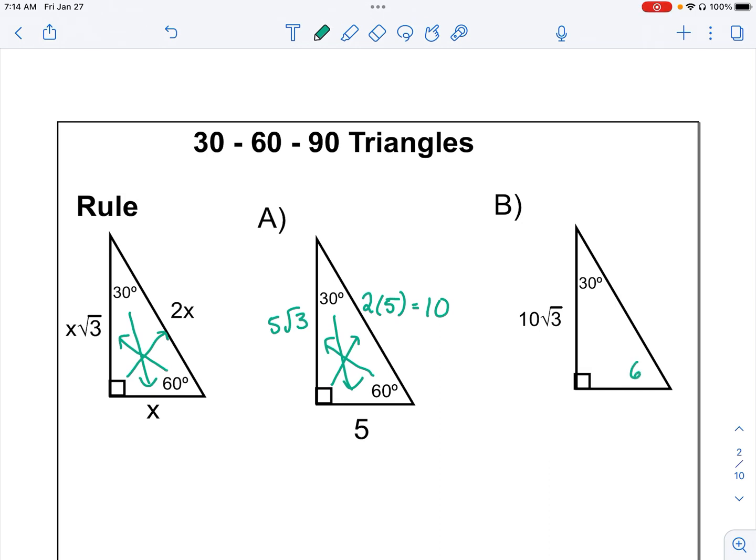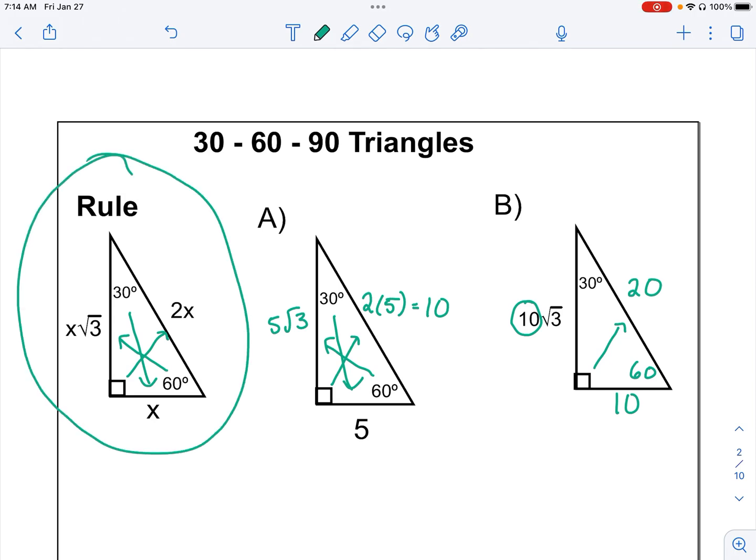So here, since we know one angle is 90, one is 30, the other one has to be 60. So we've got the base side times the square root of 3. So 10 is going to be my shortest side, and the hypotenuse should be 10 times 2, so 20. So try to use this rule and complete the next slide.